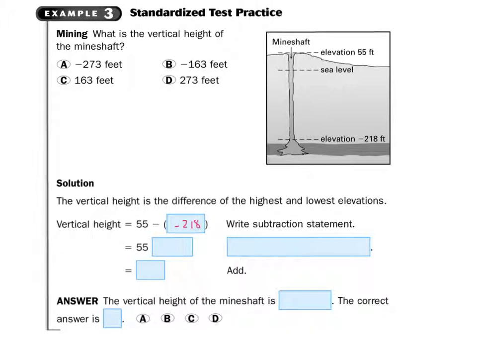will be our problem. Then I change that to an addition problem. The 55 stays the same, the minus becomes a plus, and the negative 218 becomes a positive 218. So what we did was we added the opposite of negative 218. And 55 plus 218 is 273. And that is choice D, 273 feet.